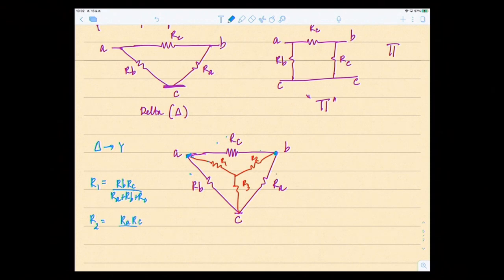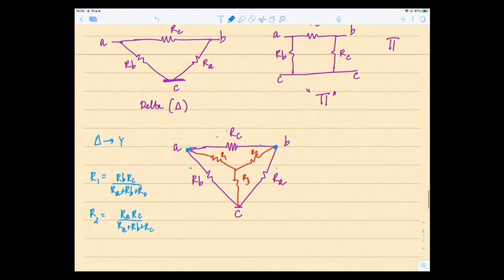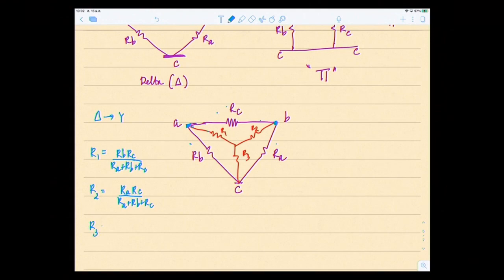So RA times RC over RA plus RB plus RC. The third one, R3, is right here. It's connected to RA and RB. So RA times RB over RA plus RB plus RC. So this is the formula.